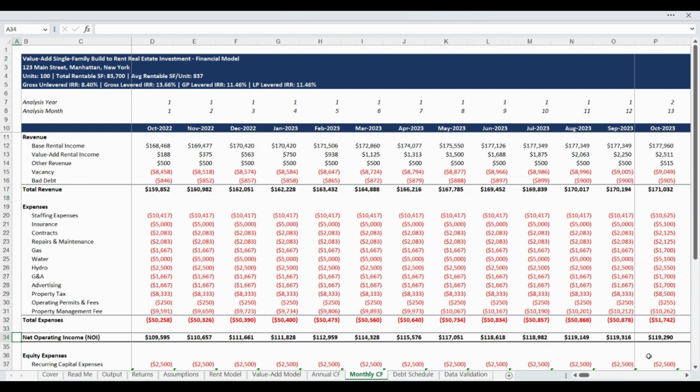Please note the value-add rental income component is broken out as a separate line item from base rental income. This is done so you can isolate revenue generated from the renovation program and back the year 1 value-add premiums out of net operating income when calculating the acquisition cap rate.